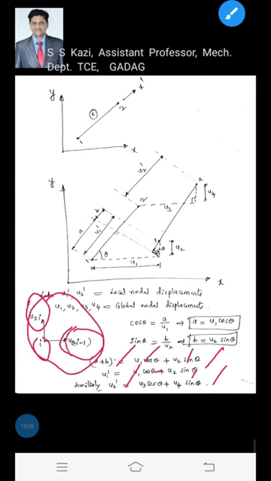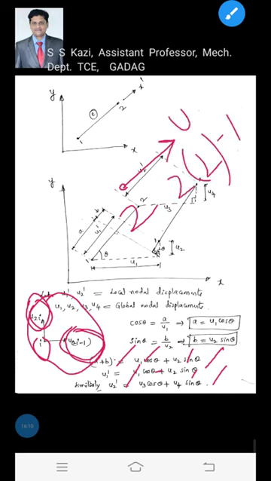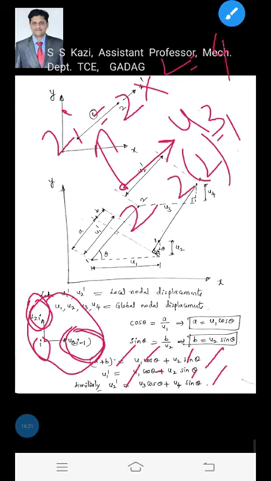If you put i equal to 1, 2i minus 1 will be 2 into 1 minus 1, that is 1, so u1, and 2i means 2 into 1, that is 2, so u2. If the node number is 2, then 2i minus 1 will be 2 into 2 minus 1, that is 3, so u3, and 2i is 2 into 2, that is 4. So 3, 4. For node number 3, 5, 6, and so on.